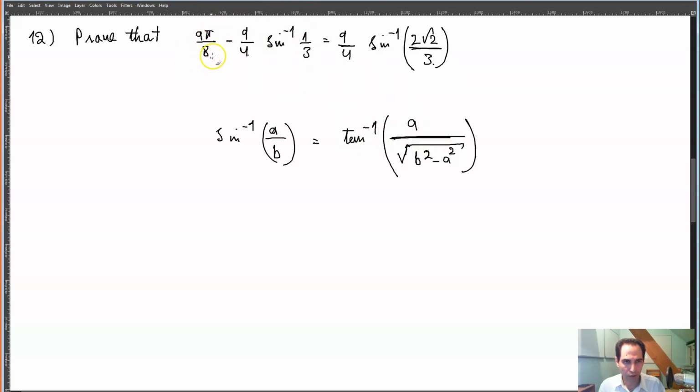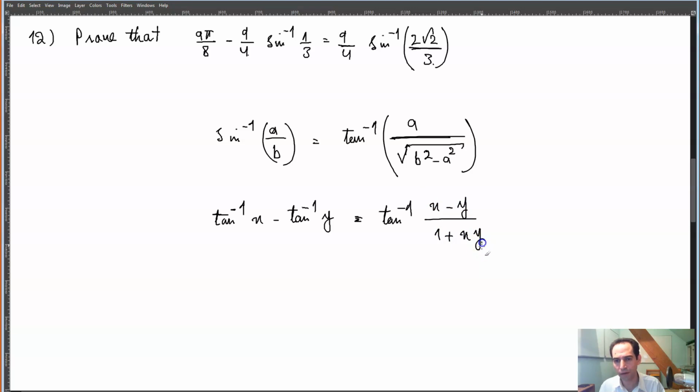And then I could write this as 9 pi by 8. I could write it as the tan inverse of some ratio. So then I would have the tan inverse of x minus the tan inverse of y, which is equal to, for example, the tan inverse of (x minus y) over (1 plus x times y).